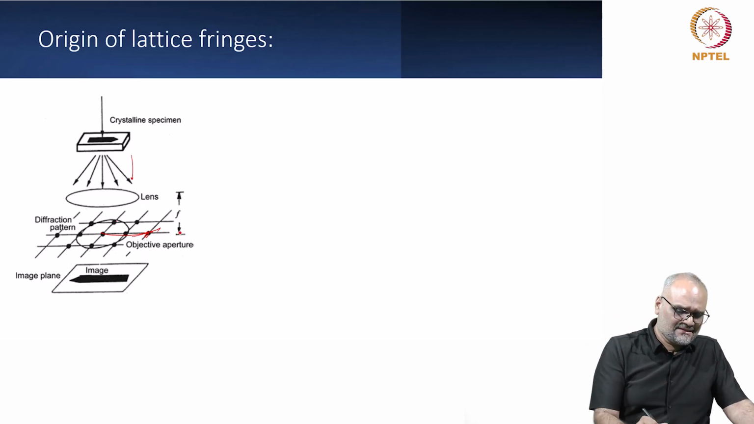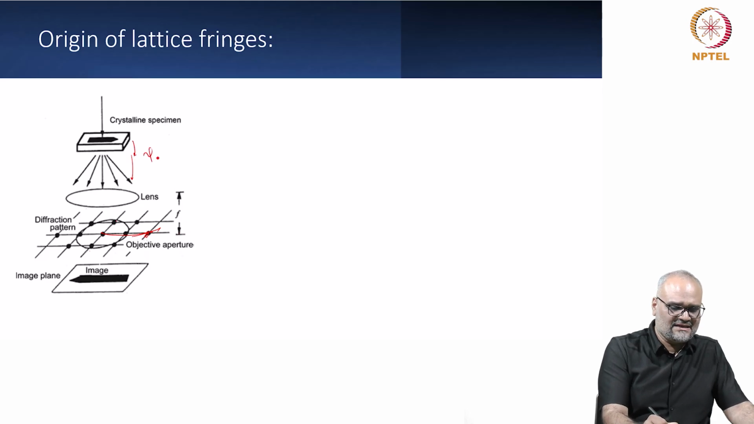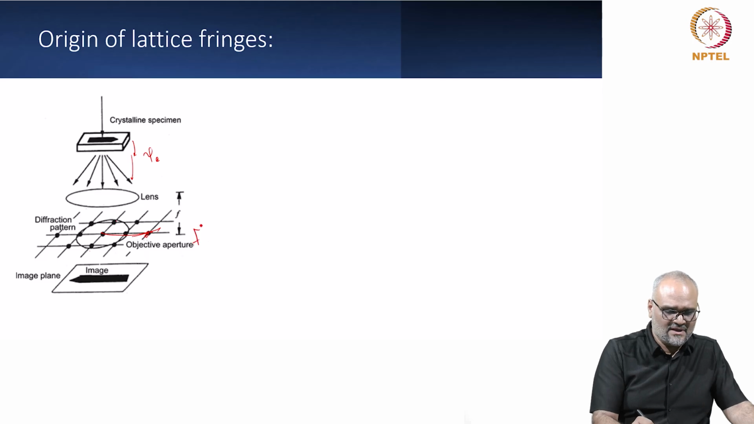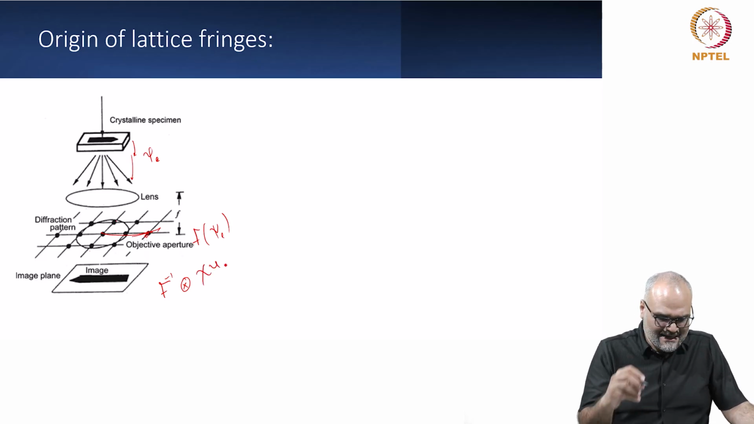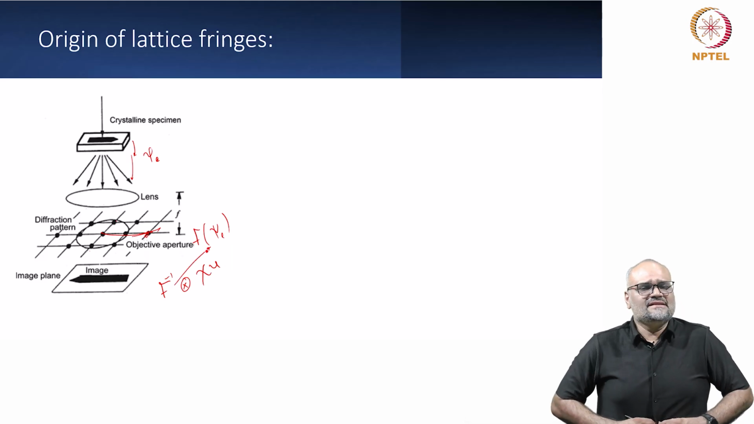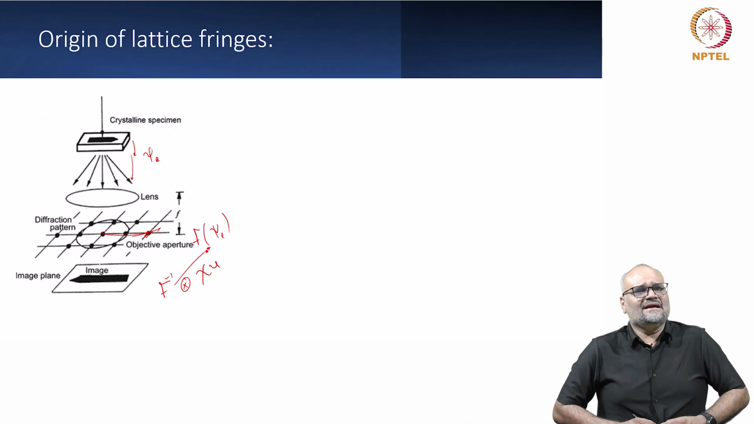If I call this psi e, the exit wave, I get the Fourier transform of the exit wave here, and I get the inverse Fourier transform convoluted with the aberration function. So this already contains my object wave. This is what you are actually recording in an HREM micrograph.